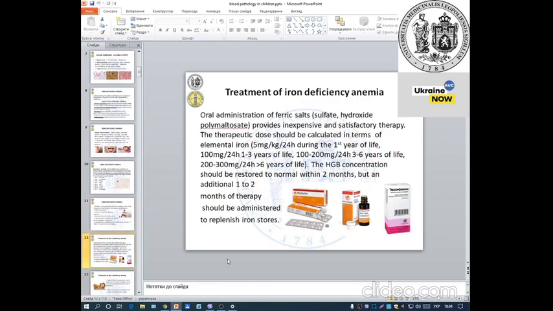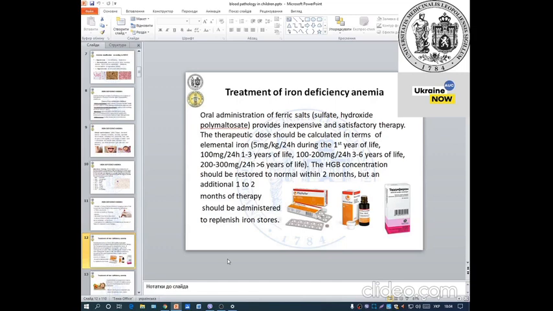Inexpensive and satisfactory therapy of iron deficiency anemia provides ferric salts, sulfate, polymaltosate. The therapeutic dose should be calculated in terms of elemental iron: 5 mg per kilogram during the first year of life, 100 mg per 24 hours first third years of life, 100 to 200 mg for elder children.